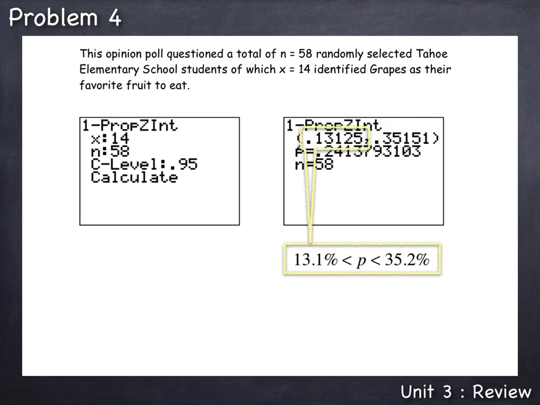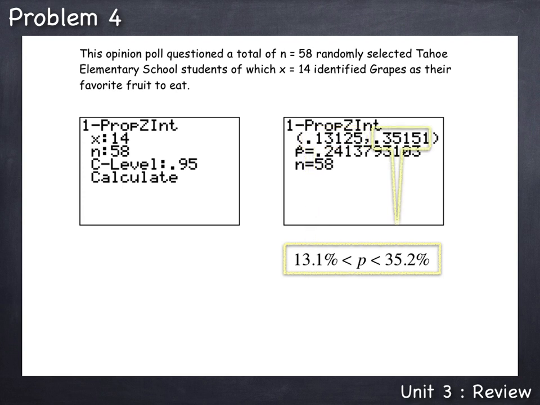Or if you round off, remember we need to carry at least one extra decimal place to minimize round-off error. So we could look at this as 13.1, and the next decimal place is a 2, which is under halfway, less than 5. So we just leave it as 13.1% for the lower end of the interval.